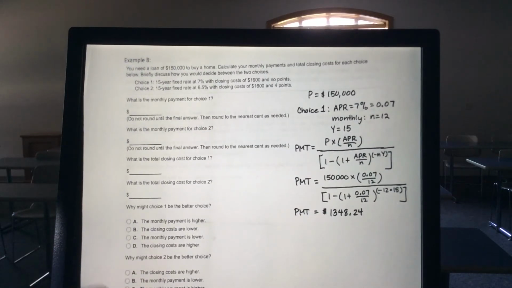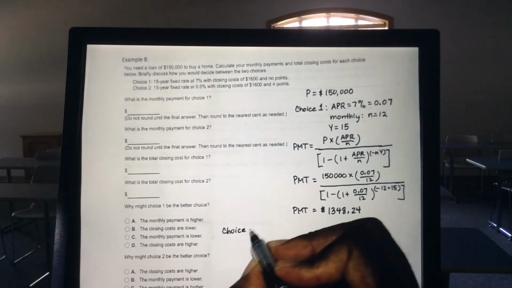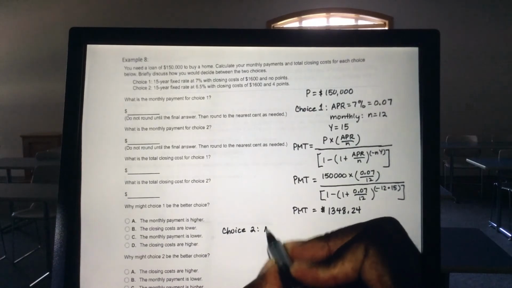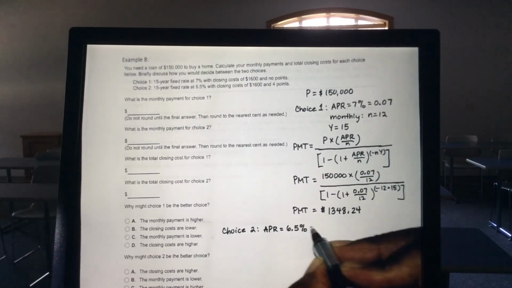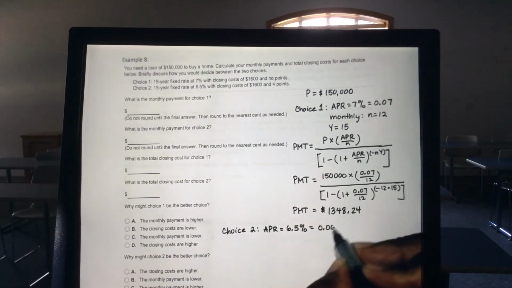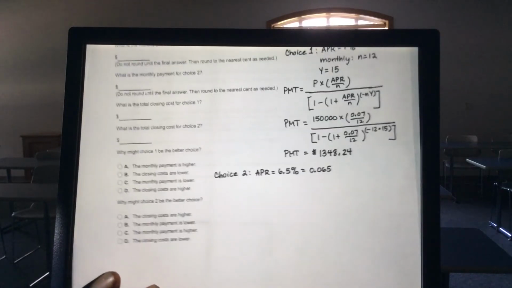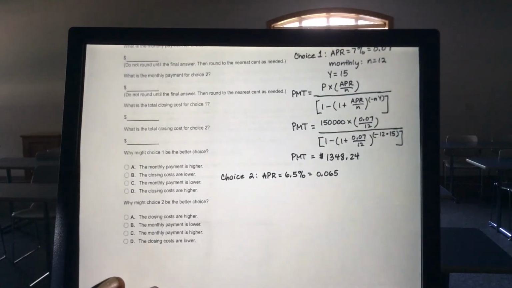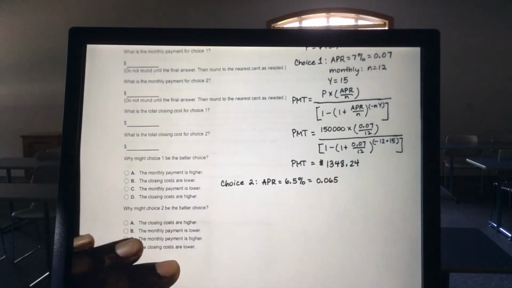Okay, now for choice 2. This time, the annual percentage rate is 6.5%. As a decimal, that will be 0.065. The P is still $150,000, we're still finding monthly payments, so your N is still going to be 12, and Y will still be 15, because choice 2 is a 15-year fixed rate.